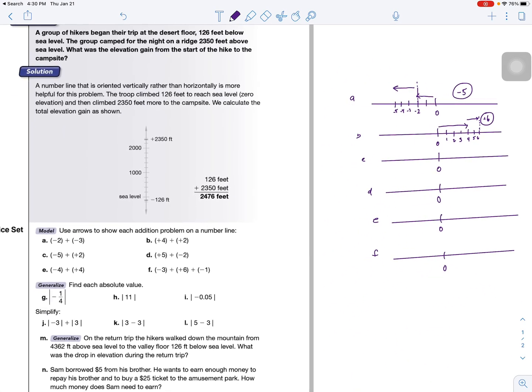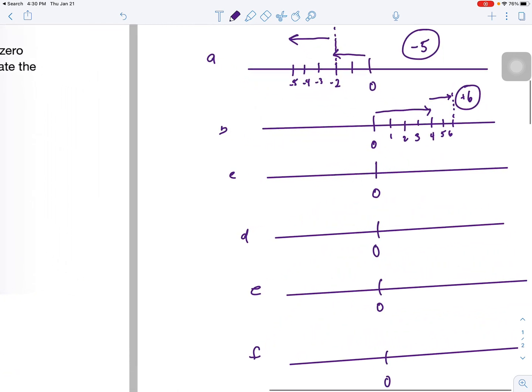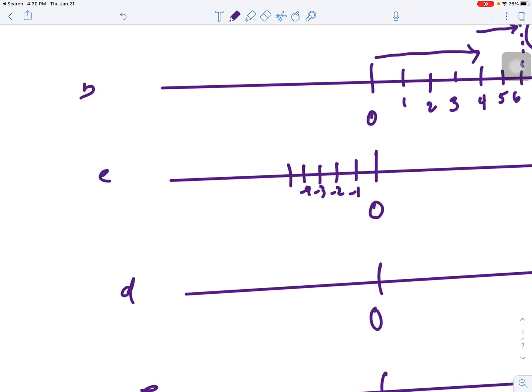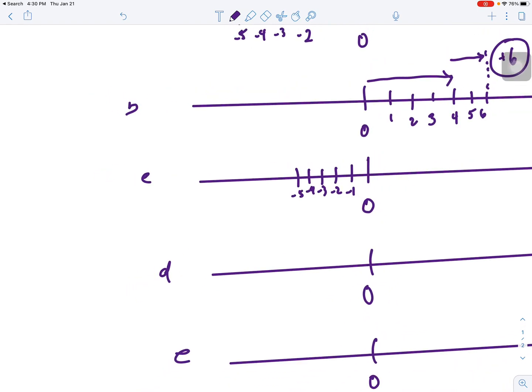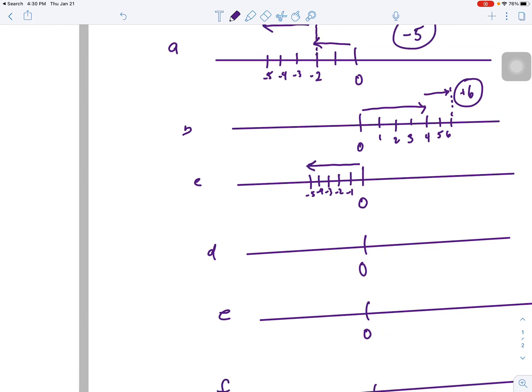Moving on to C. C says minus 5 plus positive 2. So we go negative. So we have negative 1, negative 2, negative 3, negative 4, negative 5. So we're at negative 5. So we went this far down to negative 5.